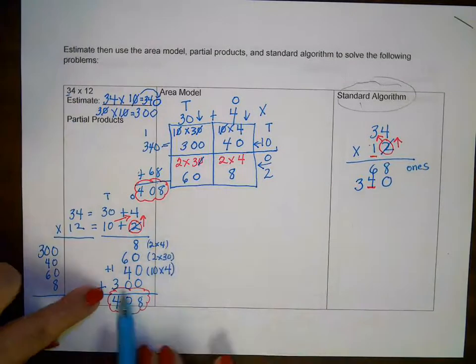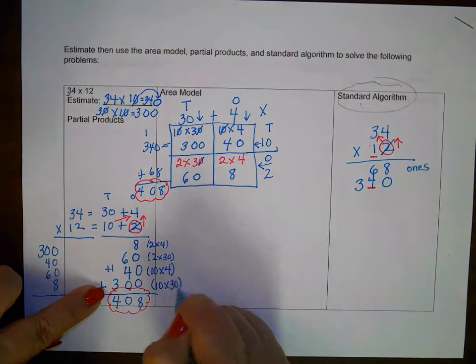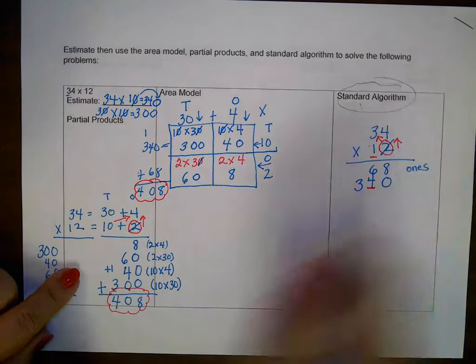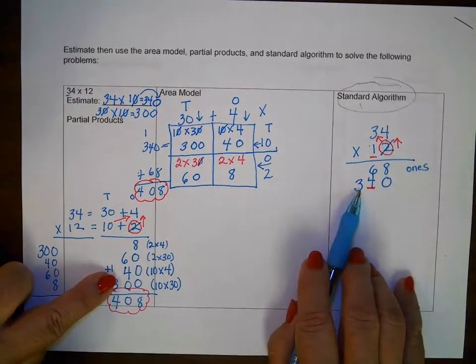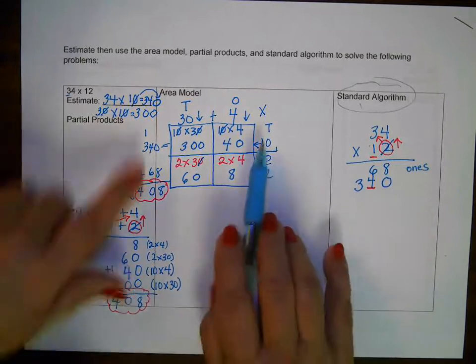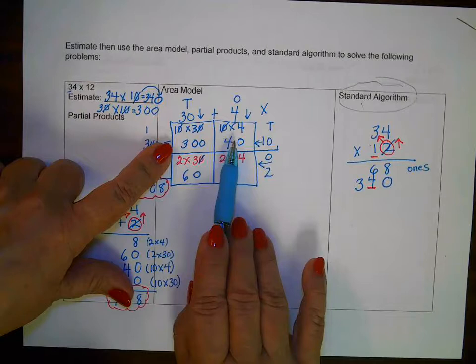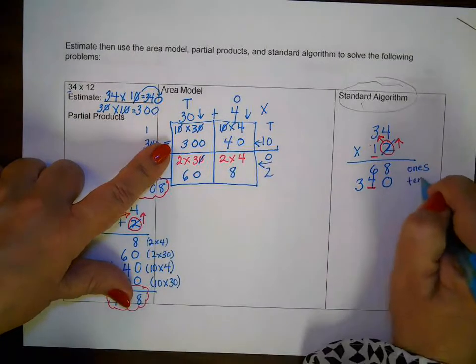Now I'm going to add these up. 8 plus 0 equals 8. 6 plus 4 equals 10. I'm going to regroup by adding 1. So I've already done my ones, tens, and now I'm in my hundreds. So 3 plus 1 equals 4. So my answer is 408. So you'll have all three answers, and you're going to do the same with the other items.